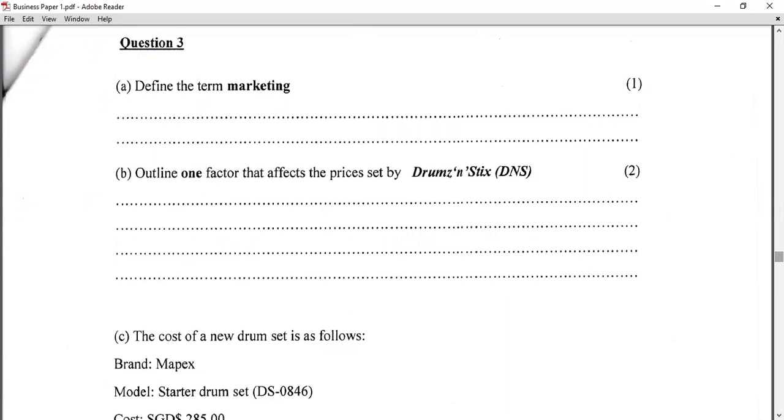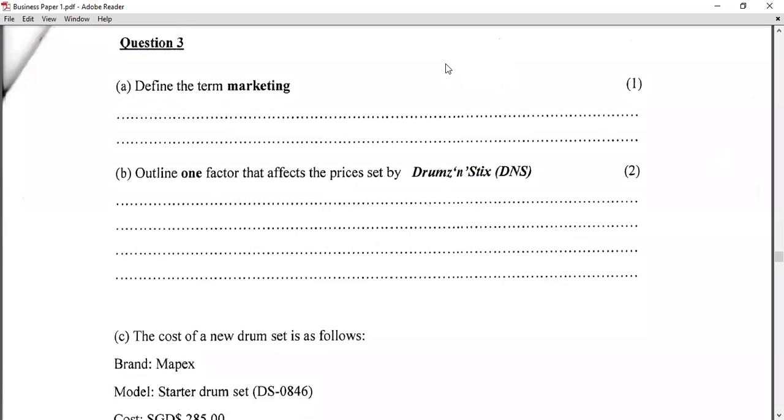In part B, you can see: outline one factor that affects the prices set by DNS. So this is a pricing decision. When we are pricing a product, there are factors we actually concern ourselves with, for example the cost of manufacturing, the cost of the product, competitor prices, government taxes, and sometimes external factors, sometimes inflation.